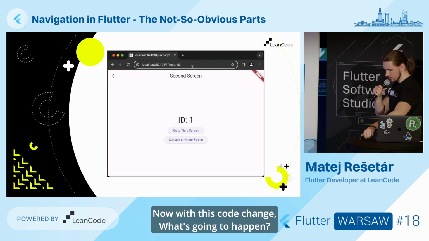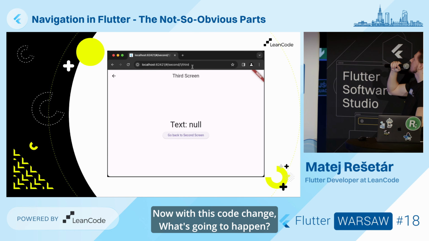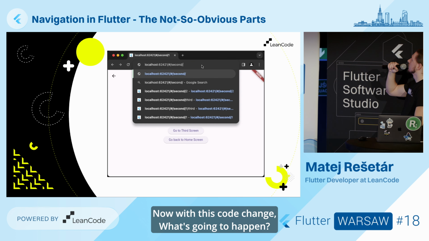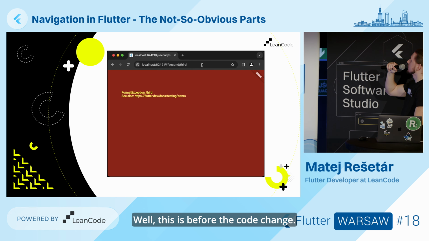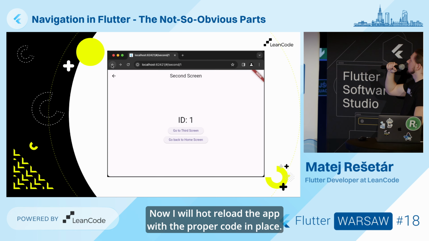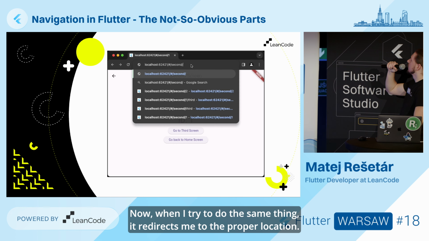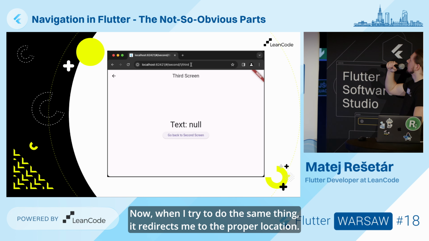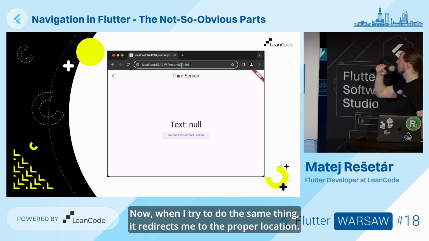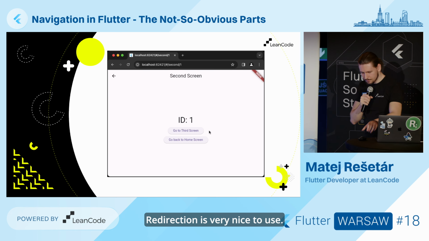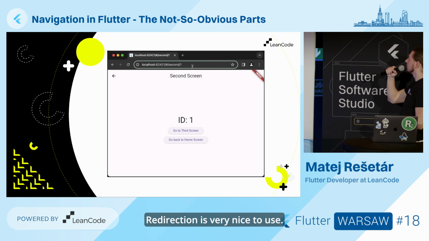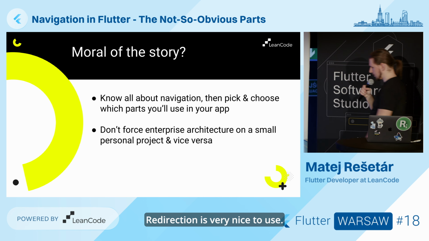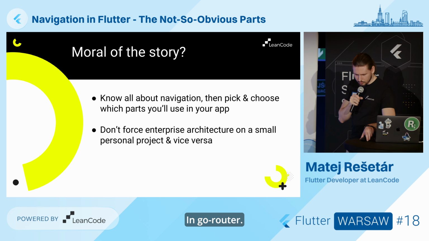So now with this code change, what's going to happen? Well, this is before the code change. Now I will hot reload the app with the proper code in place. Now when I try to do the same thing, it redirects me to the proper location. And redirection is very nice to use in GoRouter.